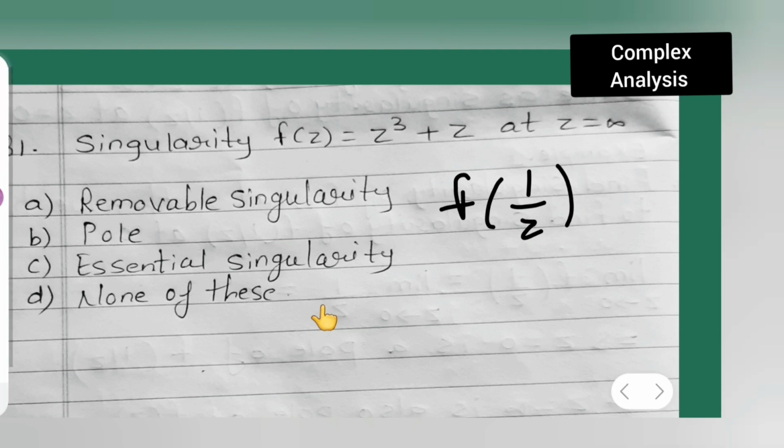So what I am doing over here is, in place of z I will be plugging 1 upon z, okay? So let me do this. f of 1 upon z is equal to 1 upon z cube plus 1 upon z, okay? So you all have to see over here, 1 upon z, 1 upon z cube. So that's what I have done.